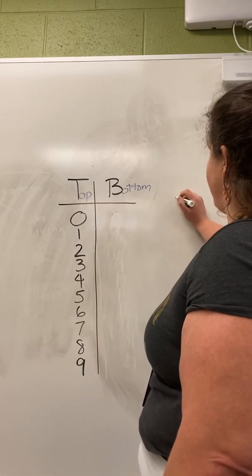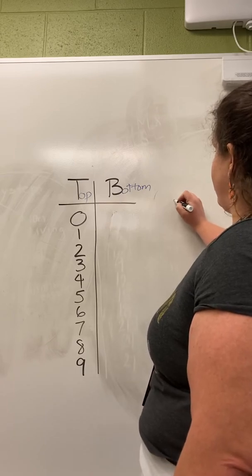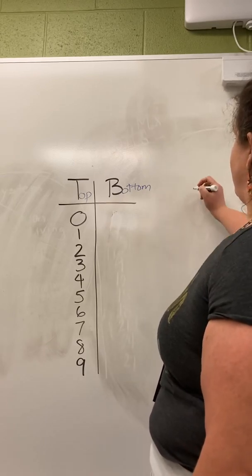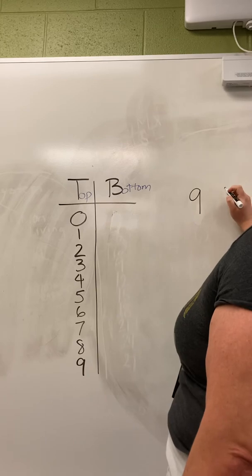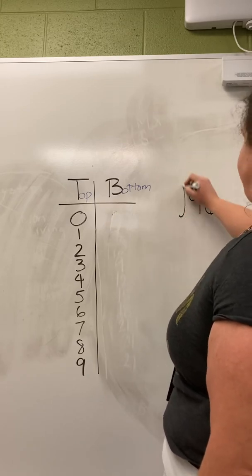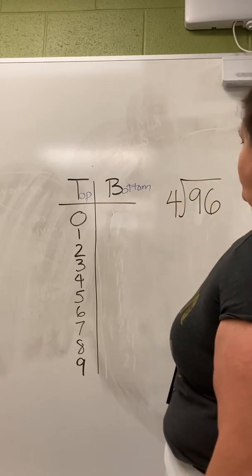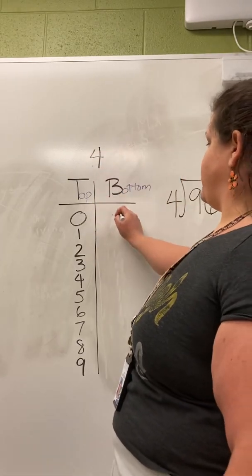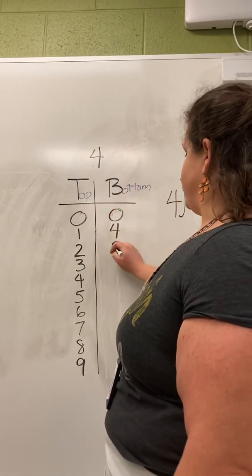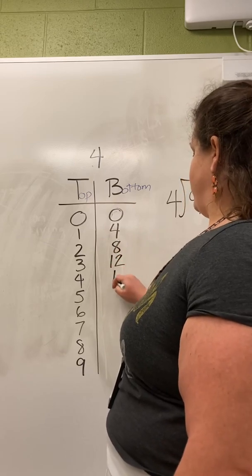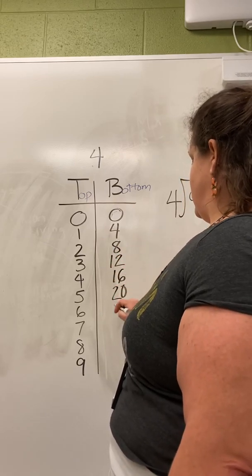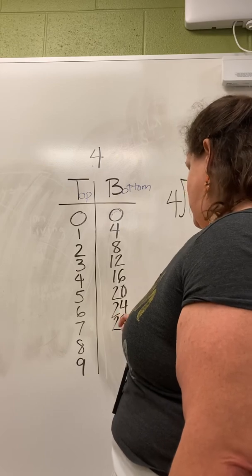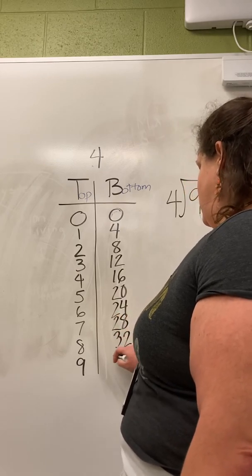If I have, I don't know, 96 divided by 4. Okay, so I'll use 4 as my multiplier. 0 times 4 is 0, 1 times 4 is 4, 2 times 4 is 8, 12, 16, 20, 24, 28, 32, 36.